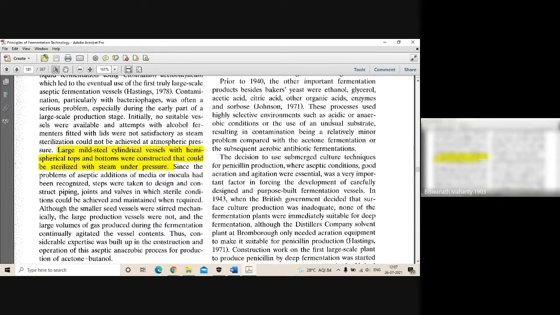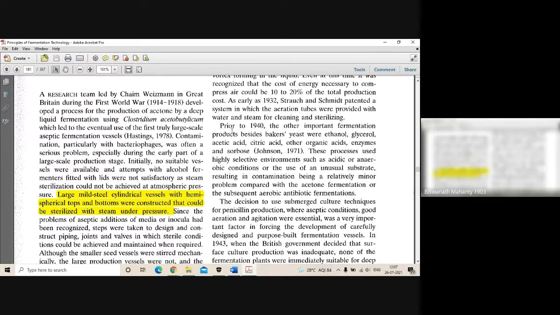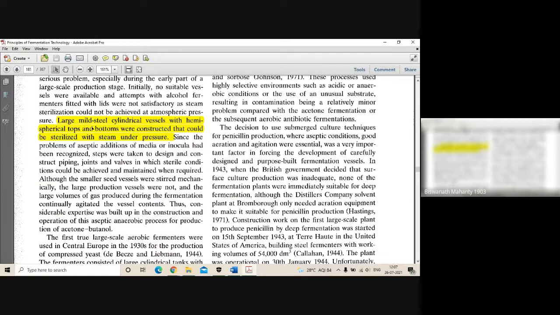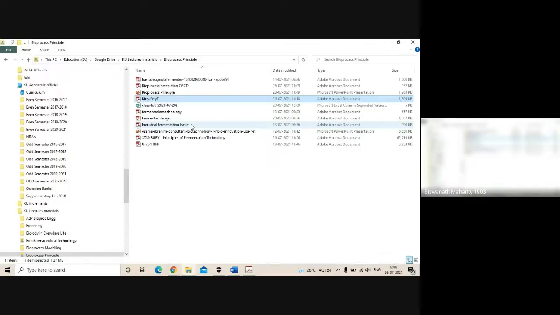Complete glass formulation is not possible because you have to put in all those pipings and connections. So some metal is definitely required. So glass plus metal is there, or essentially completely metal. These two domains are where mostly different kinds of fermentation design will happen. So large mild steel cylindrical vessels with hemispherical tops and bottoms are constructed, so they can be sterilized with steam under pressure. That is very, very important. That is one problem I will talk about. I will make a diagram to discuss with you.